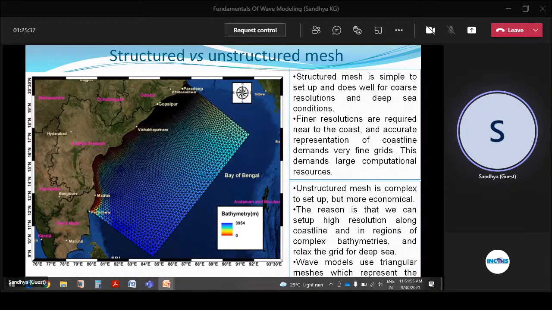Flexible mesh, unstructured mesh models are a little complex to set up, but they are very economical, because at the desired place or region of interest, we can set up very fine resolution, and in far off areas we can set up coarse resolution. And in this kind of setup, we need boundary conditions also, because these are open boundaries, open to the ocean.